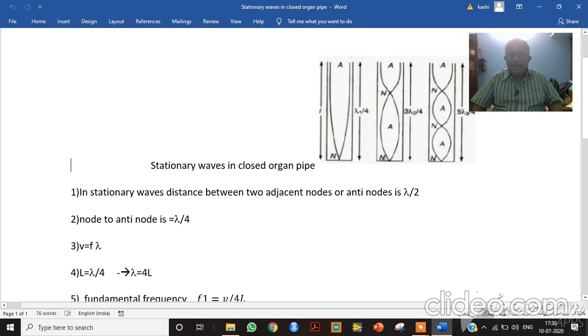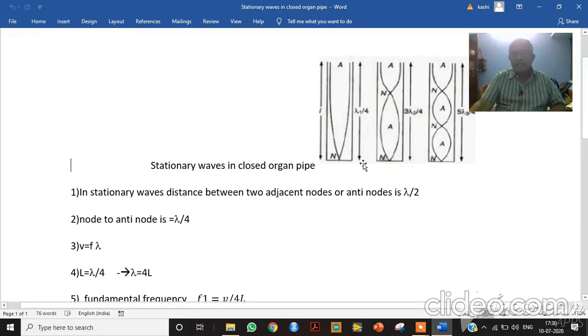Today we are going to discuss stationary waves in closed organ pipe. I am asking one question. Why does an open organ pipe produce sweeter sound than closed organ pipe? You can answer this question after listening to this video. You put your answers in our group.